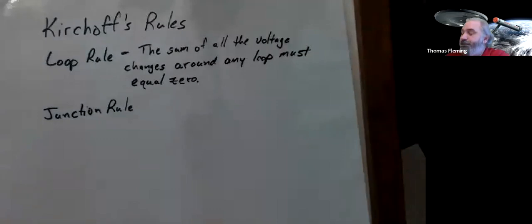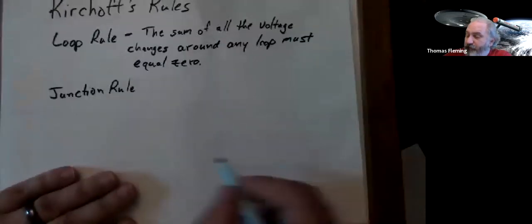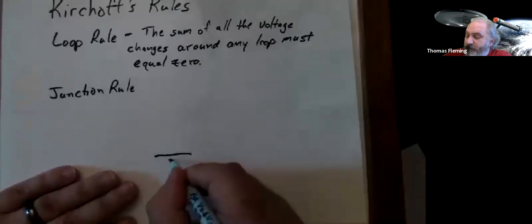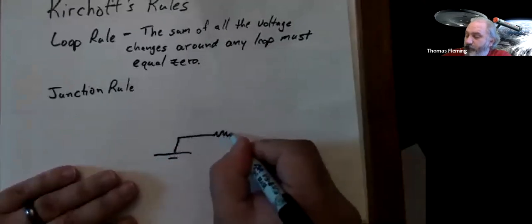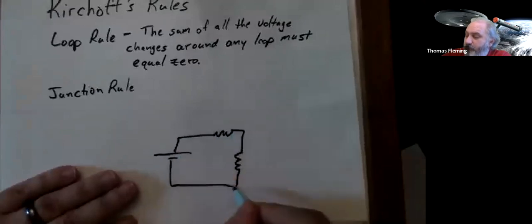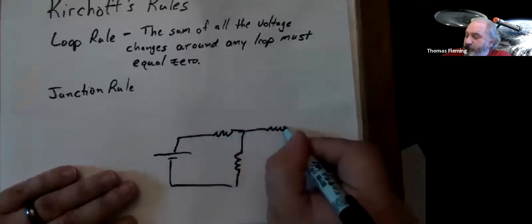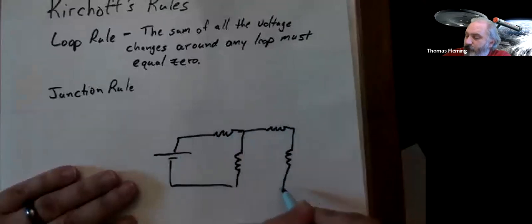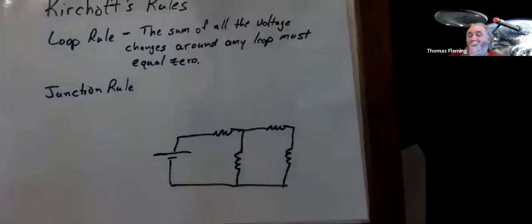Now, what does that mean? Let's say that I've got some kind of circuit. Here's a battery. Here's a resistor. Here's a resistor. Here's a resistor. Here's a resistor. So in this circuit, I have several loops that I can travel through.